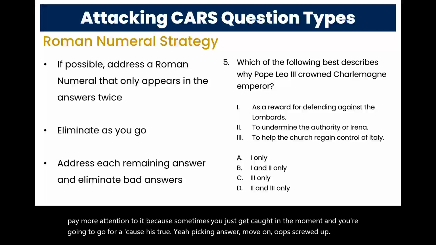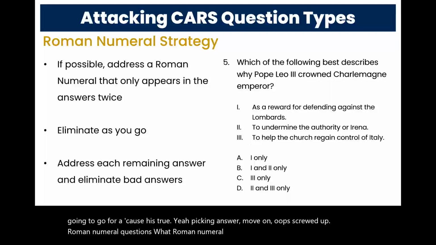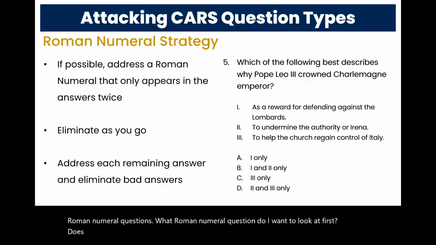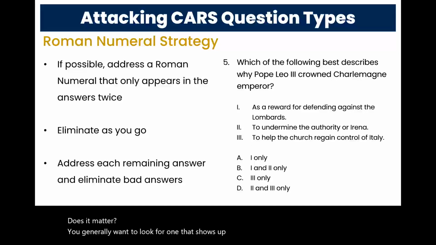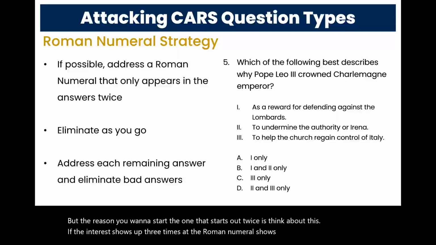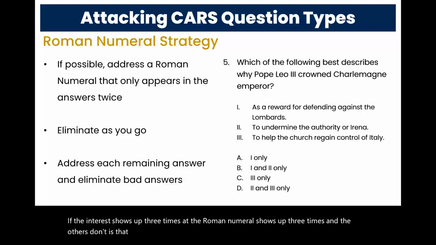Roman numeral questions. What Roman numeral question do I want to look at first? Does it matter? You generally want to look for one that shows up twice. Sometimes it shows up twice in all cases, but the reason you want to start with the one that shows up twice is, think about this: if the Roman numeral shows up 3 times and the others don't, is that answer probably true or false? It's probably true, because that's why they can put it in there.